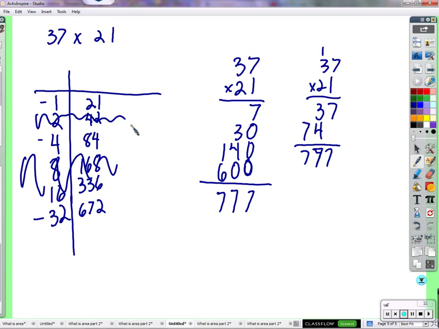Pay attention. Okay. How many 21s do I have right here? 1. How many 21s do I have here? 4. For a total of 5 so far. How many 21s do I have here? 32. So a total of 37 21s. So if I add these up, I'll have found how much 37 21s is. If I double these right, it should come out to 777.